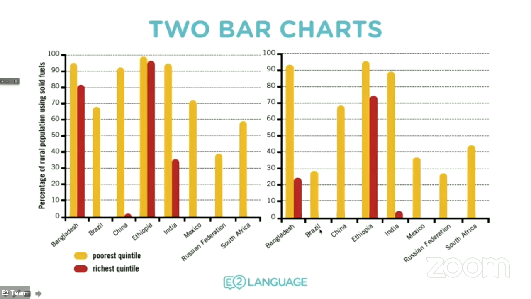I want you to introduce and describe the graphs in 3, 2, 1, start.